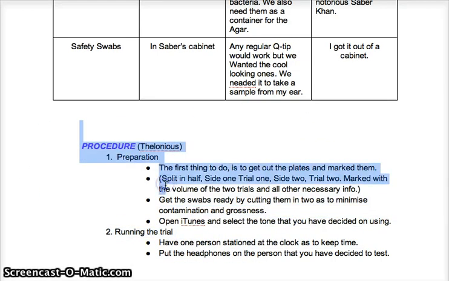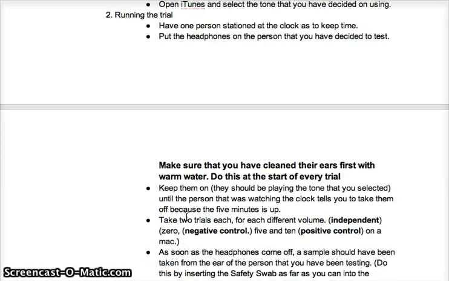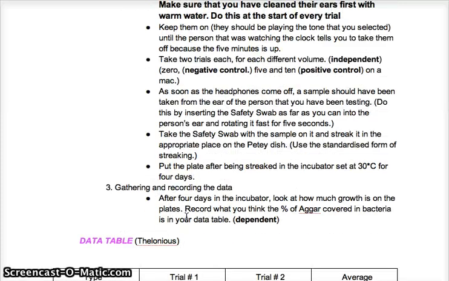We got the Petri dishes ready, doing the following steps. We opened iTunes and selected the tone. We were able to have somebody watching the clock to tell when it should turn on and off. And we made sure to clean out the ears after every trial to ensure that each trial started at the same number of bacteria in the ear. We collected the sample and streaked it on the plate using the standardized streaking technique.